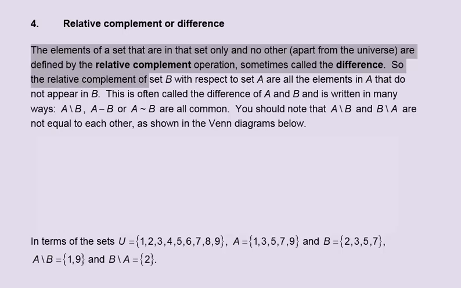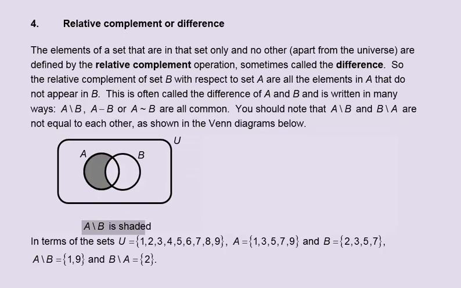So, the relative complement of set B with respect to set A are all the elements in A that do not appear in B. This is often called the difference of A and B and is written in many ways. A\B, A minus B, or A tilde B are all common. You should note that A\B and B\A are not equal to each other, as shown in the Venn diagrams below.